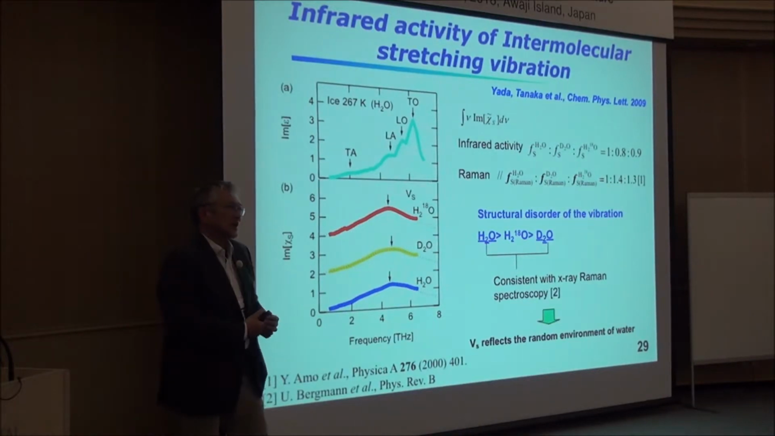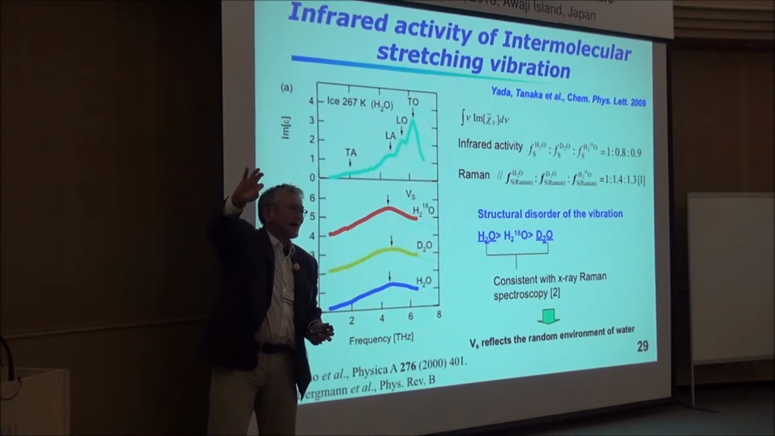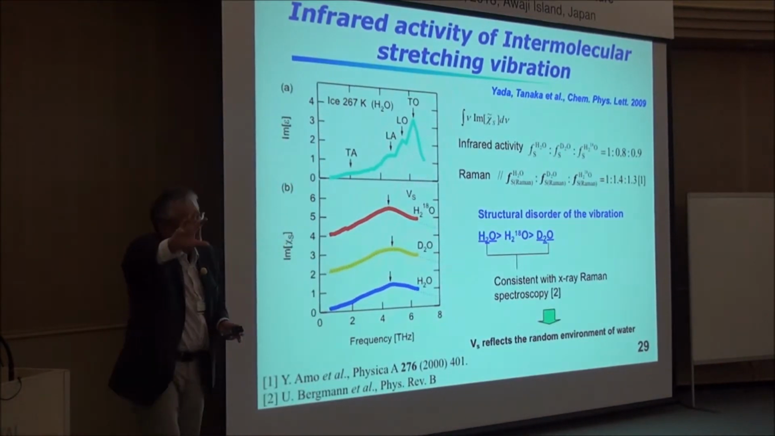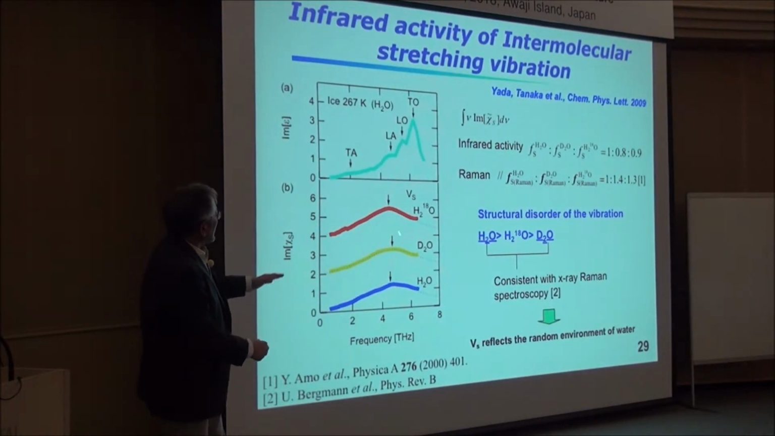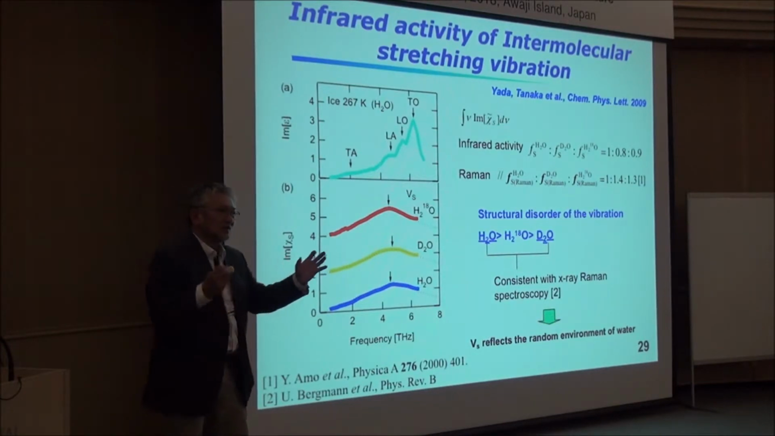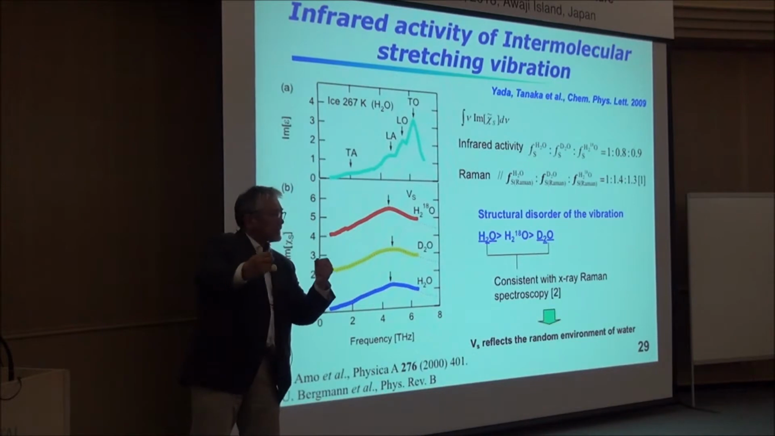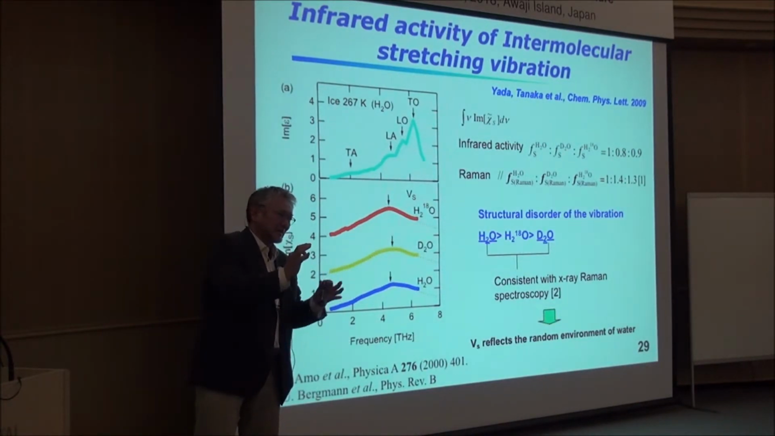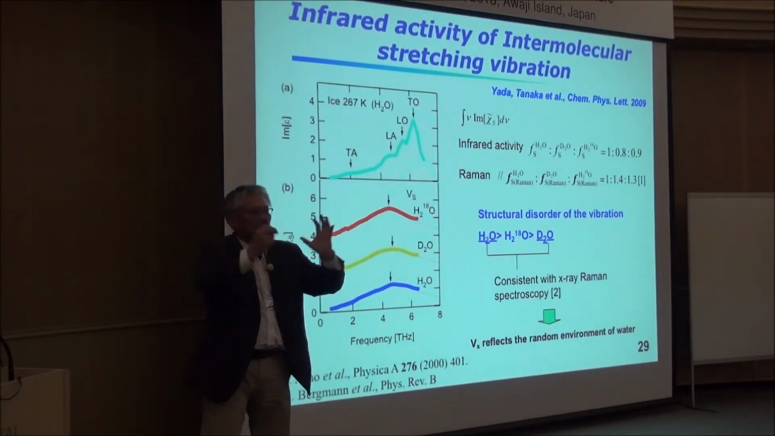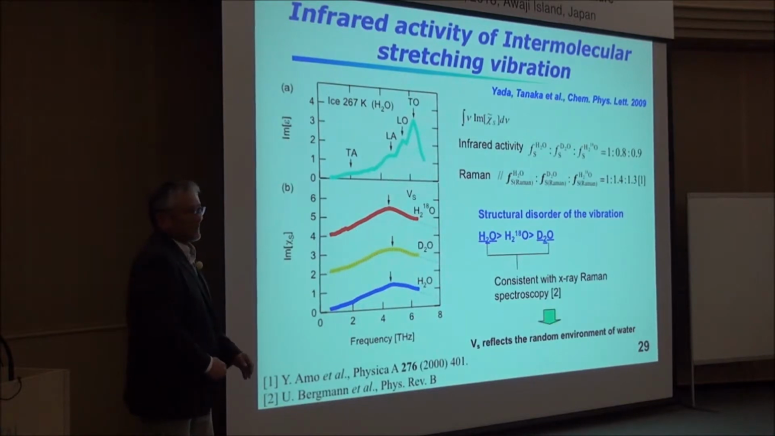And these modes are attributed to the zone boundary phonon modes of ice. Because it's a high density of states, it's a zone boundary. And you can see TA, LA, LO. This 5 terahertz mode is almost in the same region, because the intermolecular stretching mode is a kind of zone boundary motion. So the frequency range is the same.